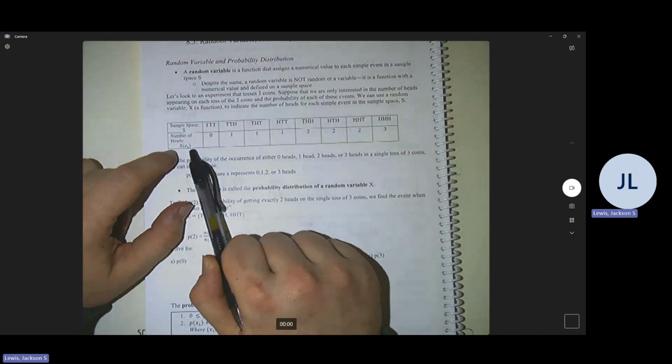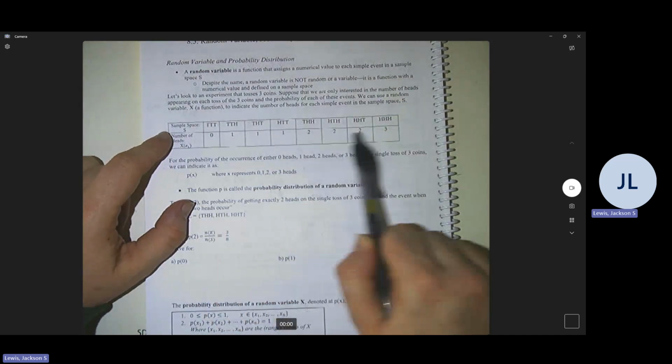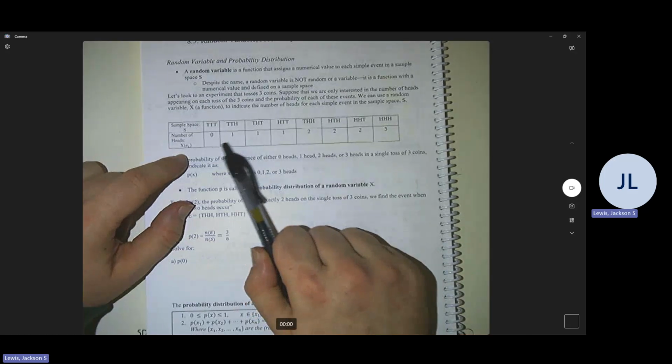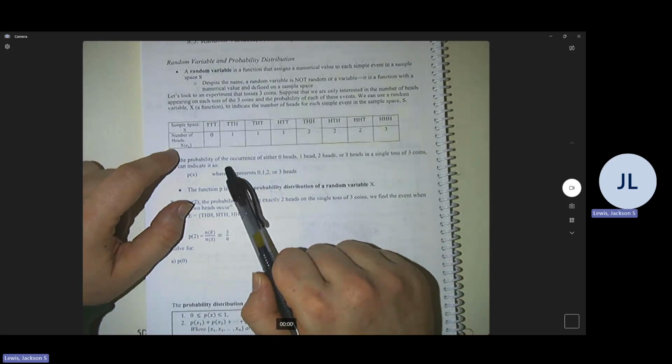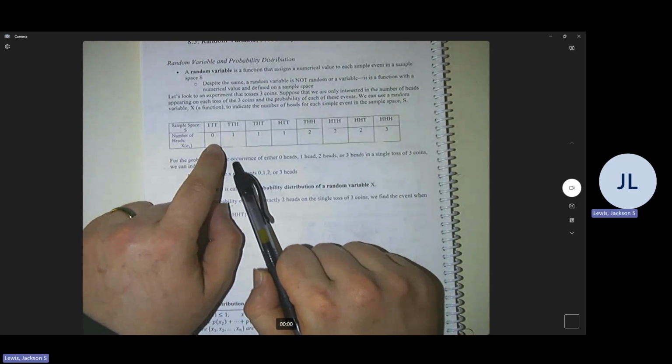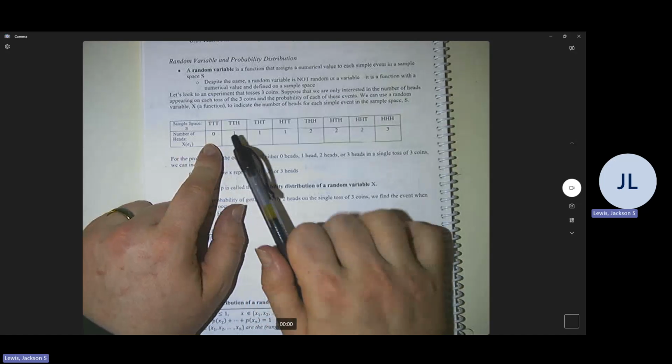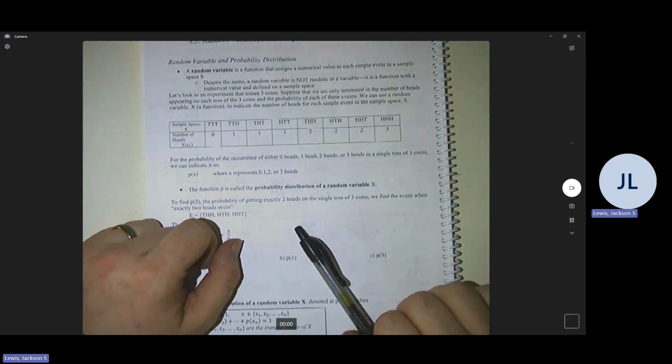It says, despite its name, a random variable is not random or a variable, which is really confusing. And a lot of things in statistics are named really confusingly. But it's a function with a numerical value defined on the sample space. For example, here, my random variable on a sample space of flipping 3 coins could be the function that tells me how many heads I flipped. So for the first option of tails, tails, tails, I flip 0 heads, and so on and so forth.